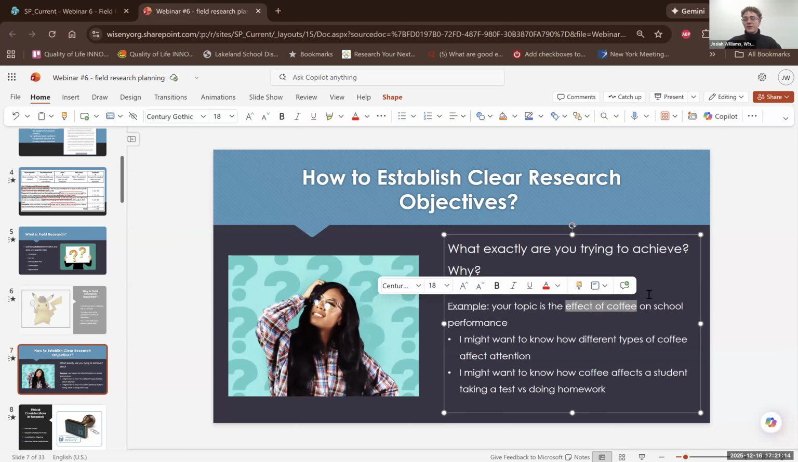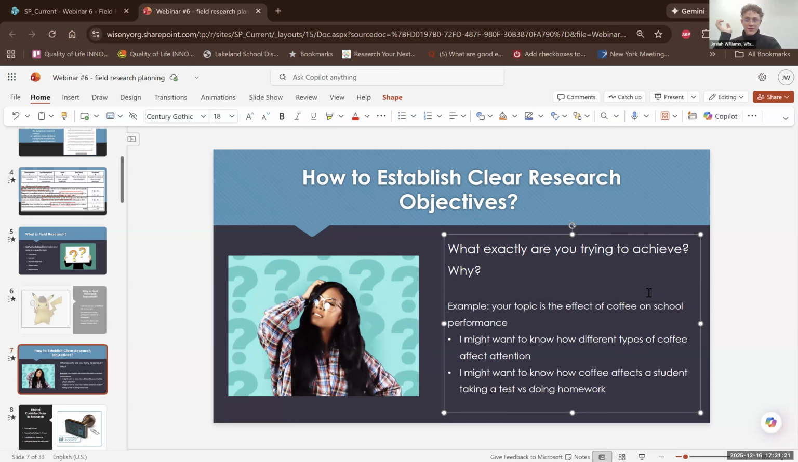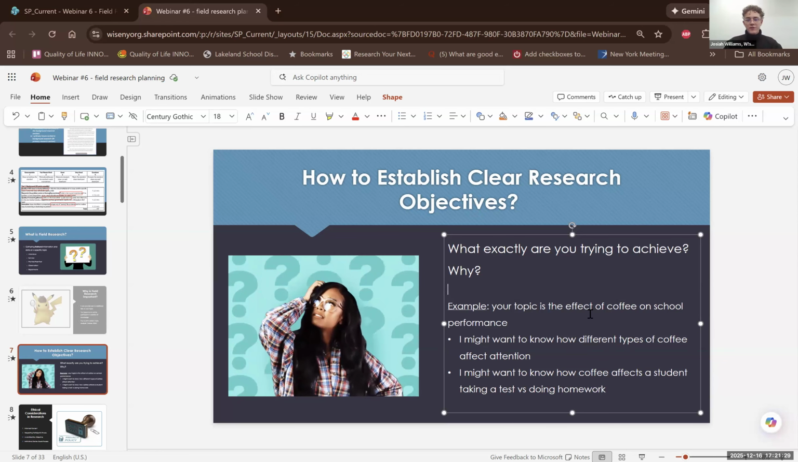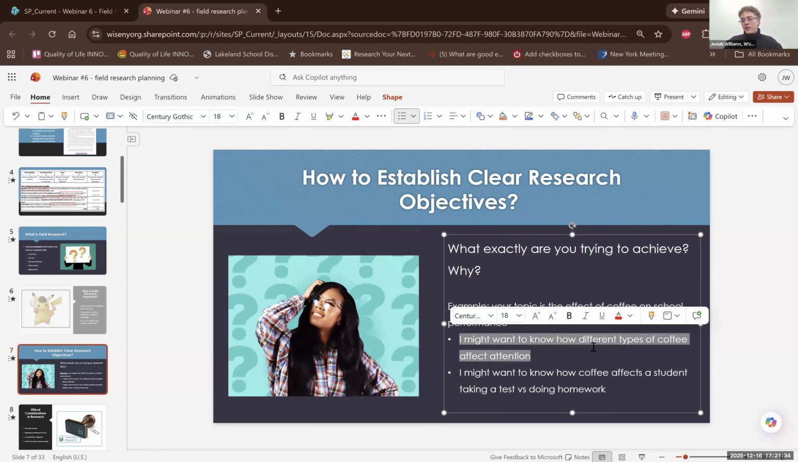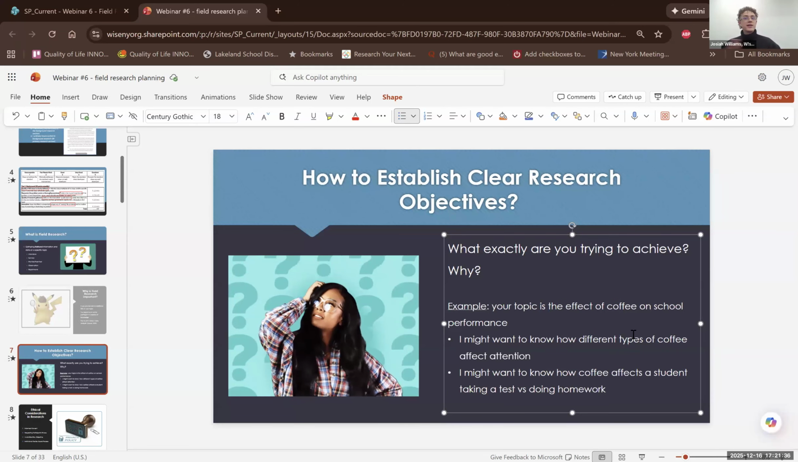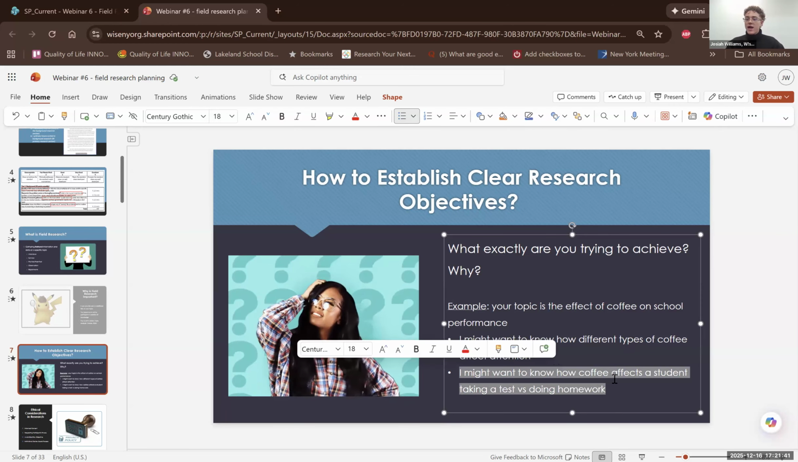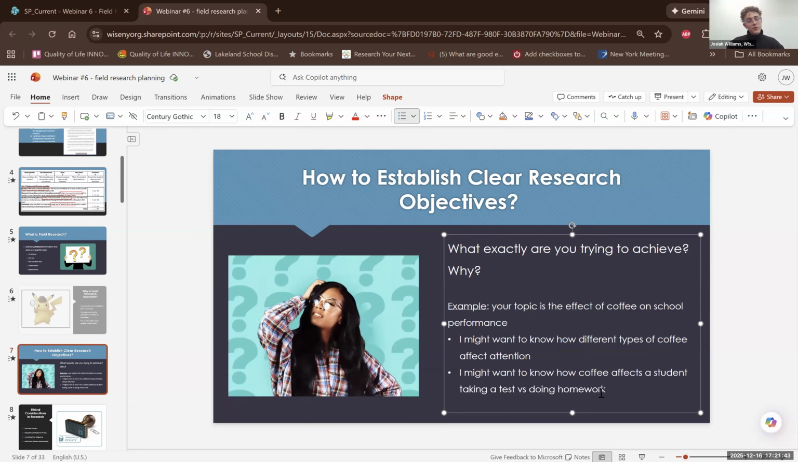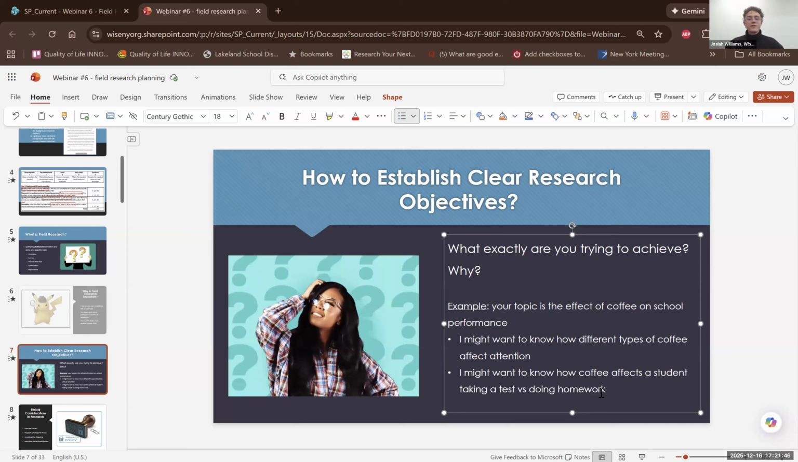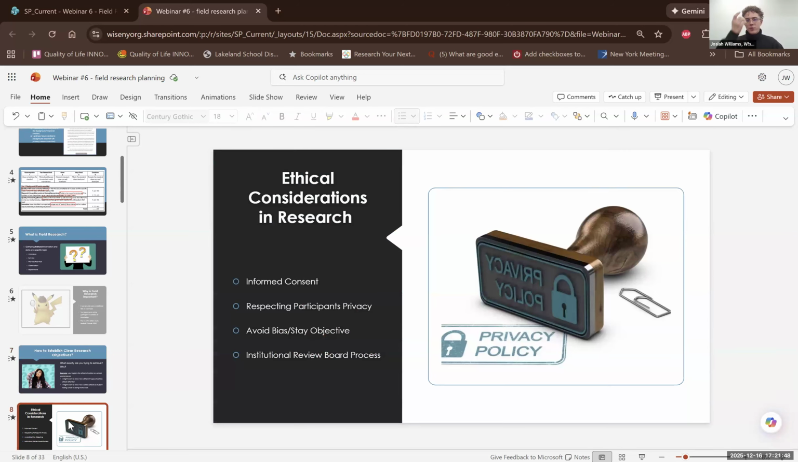Also, what does the effect of coffee mean? Does this mean after one cup, after two cups, after three? Does it mean after a caramel frappuccino from Starbucks? What does this mean? So being very clear about what you're trying to study is really helpful in this process. And so just some things you might want to know: how different types of coffee, single origin versus mixed roast. You might want to know how coffee affects a student during a test or during homework. Again, what does school performance mean? So being very clear is very important.